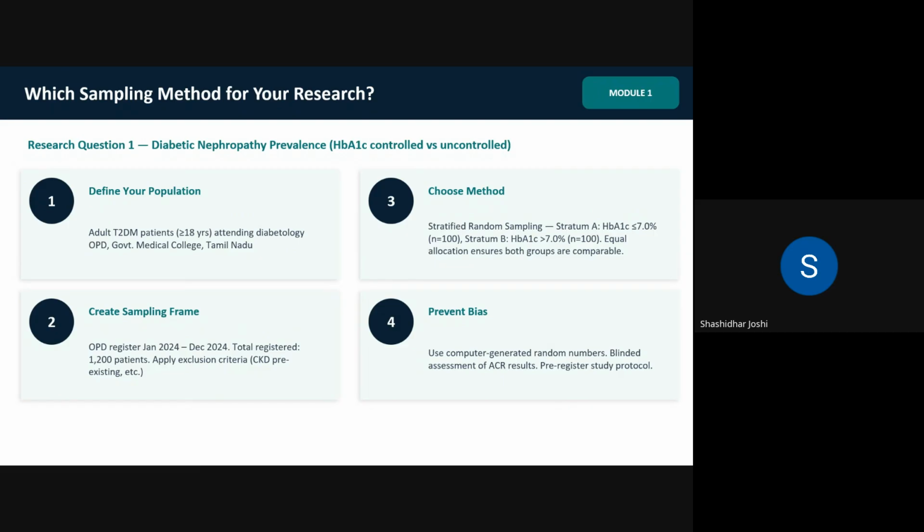So first is to define your population. What is your population here? Your population is adult type 2 diabetic patients who are greater than or equal to 18 years, attending the diabetology OPD of a government medical college. So that is how you define your population. And then the second aspect is creating the sampling frame.